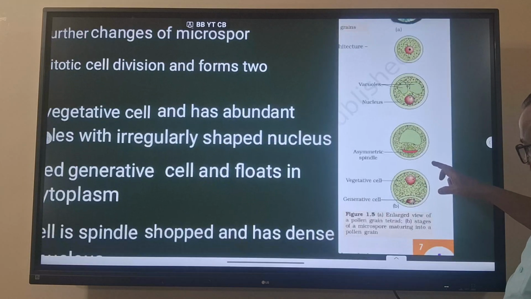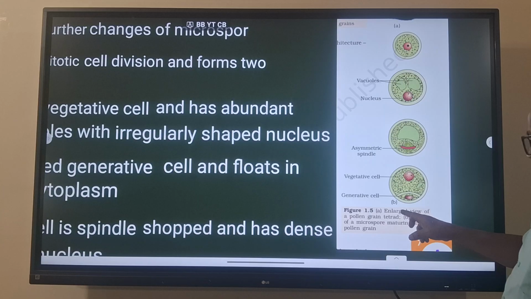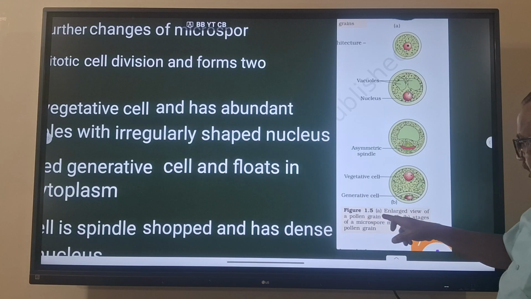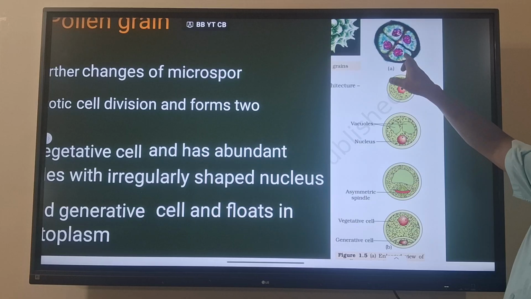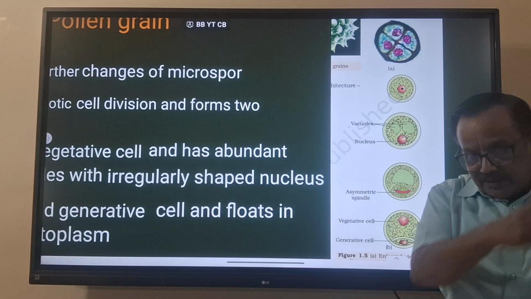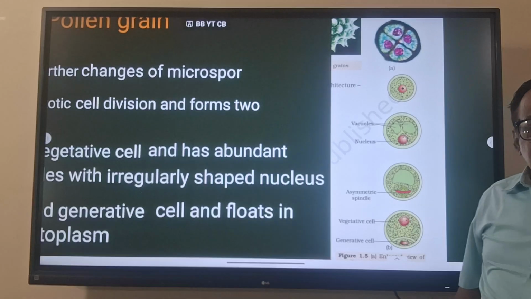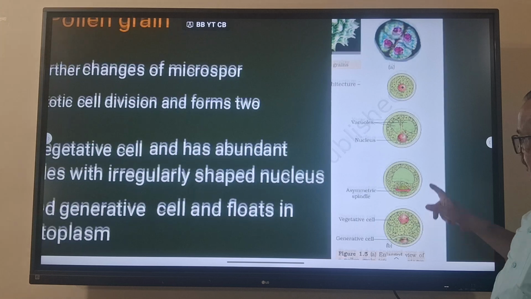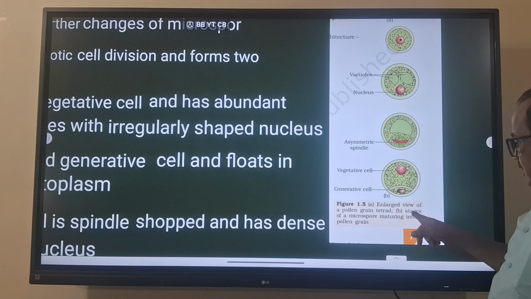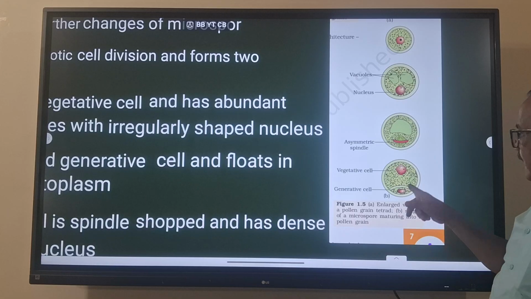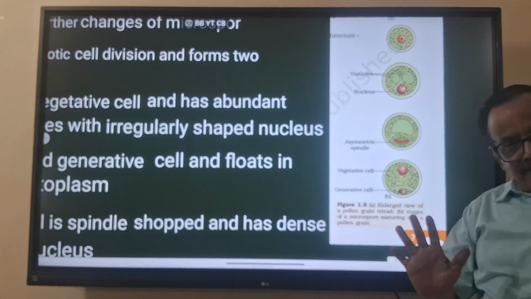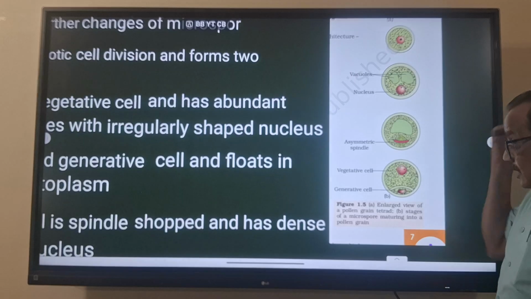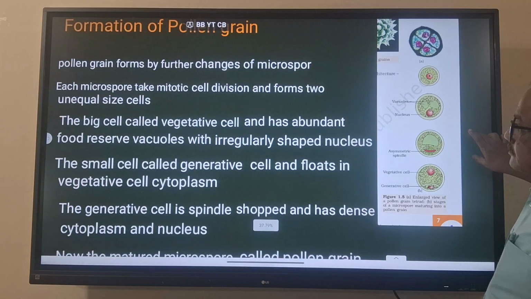And here he has given an enlarged view of the pollen grain tetrad. That is completely wrong. It is a microspore tetrad. He has written it in the microsporogenesis, but he has mentioned it wrongly here. And stages of microspore maturation into pollen grain, it is correct. For that only I separated the heading. Is it correct or not? Correct it is. Now we see here.